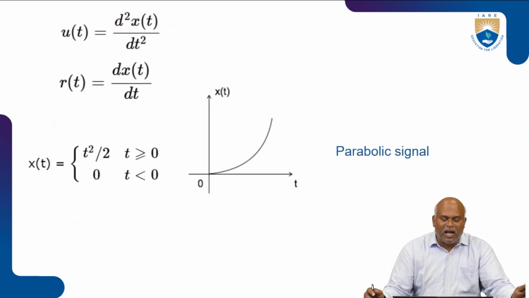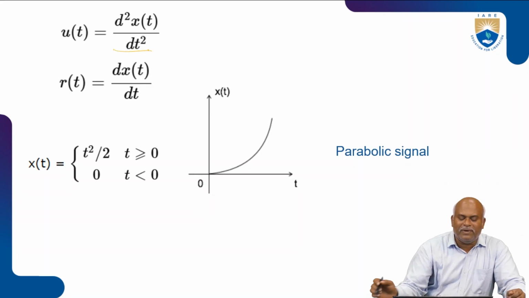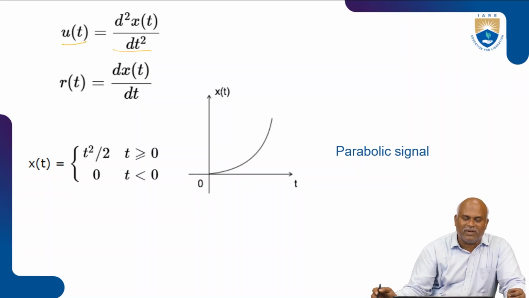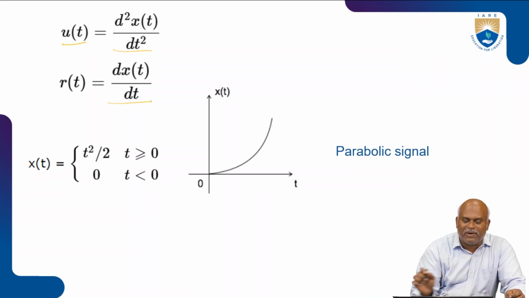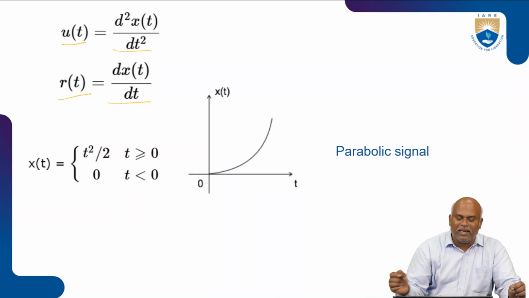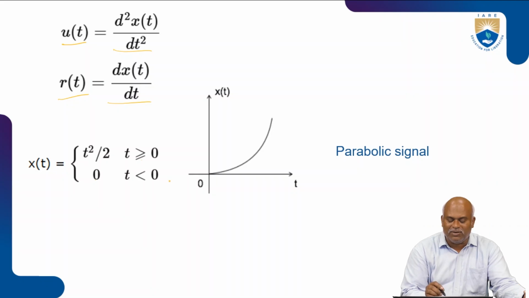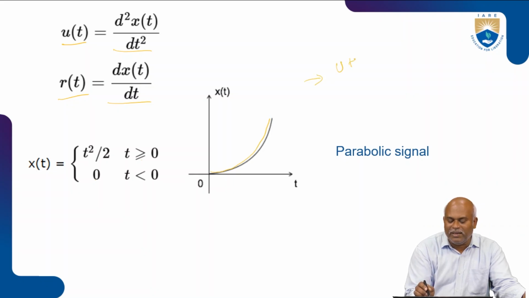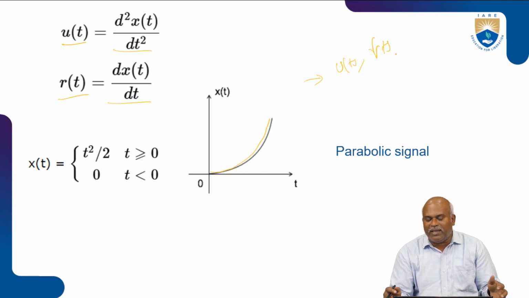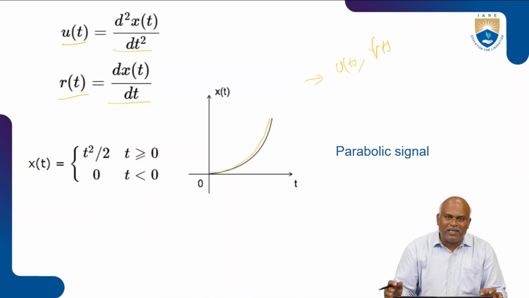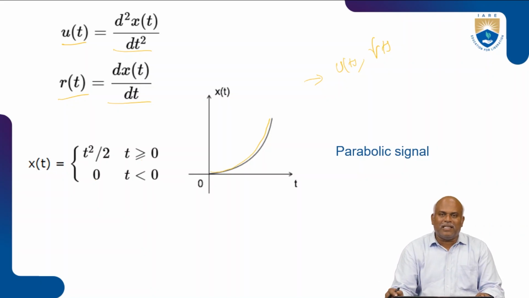Next case, if x of t is a parabolic signal and you take two times differentiation, d square x of t by dt square, then we get u of t, the unit step signal. If you do one time differentiation, we get the ramp signal. So finally, the parabolic signal is t square by 2 when t is greater than 0, and 0 when t is less than 0, which gives a parabolic curve. Based on the parabolic curve, we find u of t and r of t. So if you receive any kind of signal, it's possible to convert it to whatever we need based on the mathematical expression.